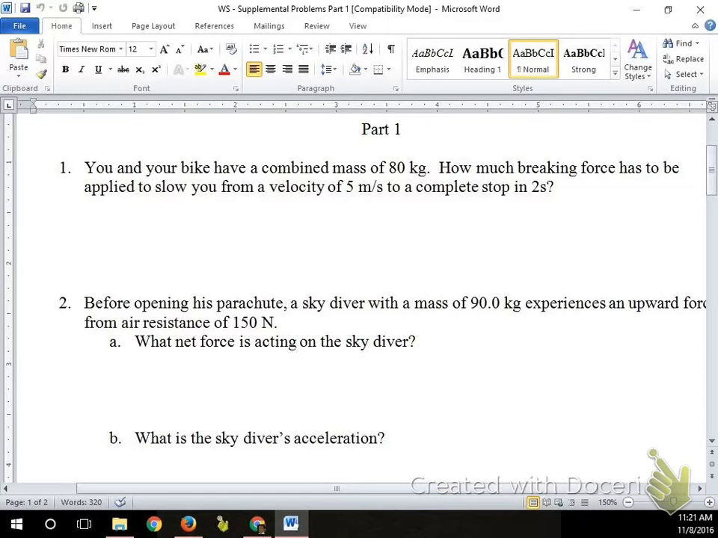Okay, so we're looking at number 1. It says how much braking force has to be applied to slow from a velocity of 5 meters per second to a complete stop. And I don't know why braking is spelled wrong. Sorry. Okay, so we want to find out what's our force. We have a combined mass of 80 kilograms. We want to find our braking force to slow from 5 meters per second to a complete stop.